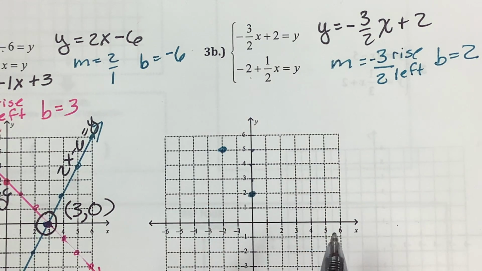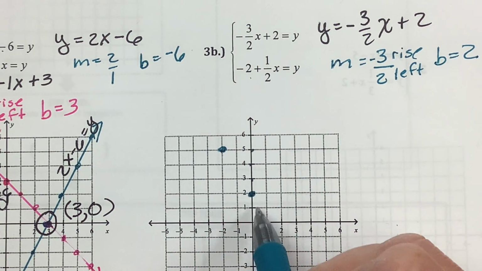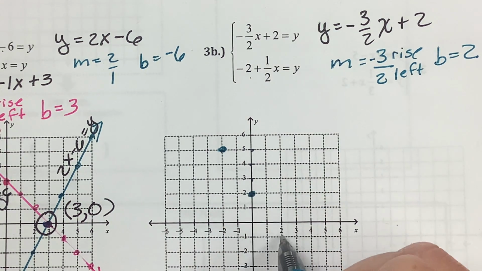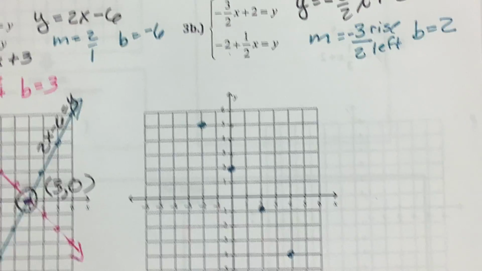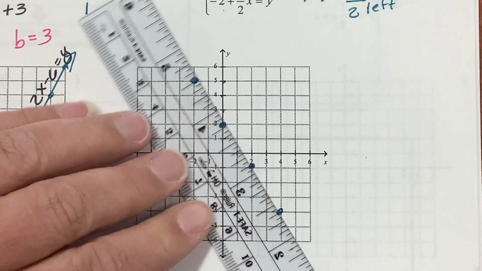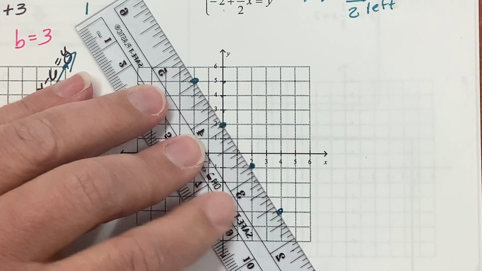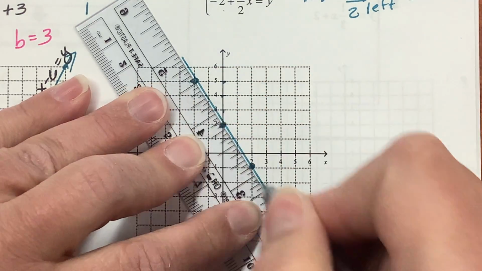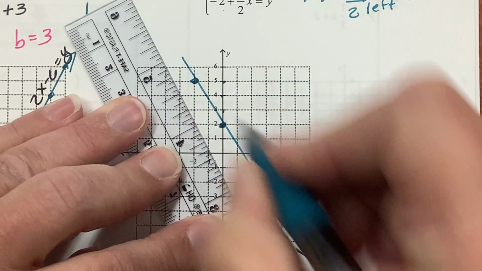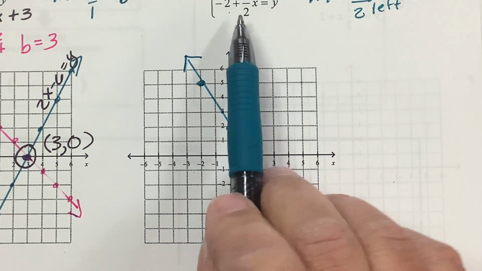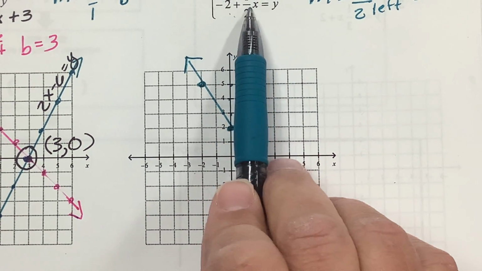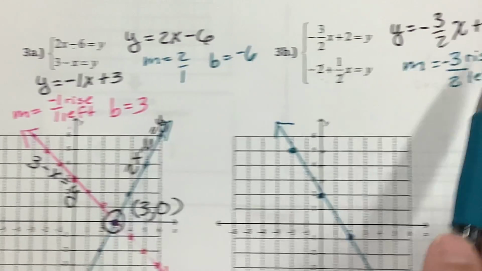But I can only do that once. Now I can do the opposite, which is drop 3, go right 2, drop 3, go right 2. As long as I'm following the pattern and my points are in a straight line. I want my points in a straight line. And connect those dots. There we go. And now I have to do the same thing here that I did here.